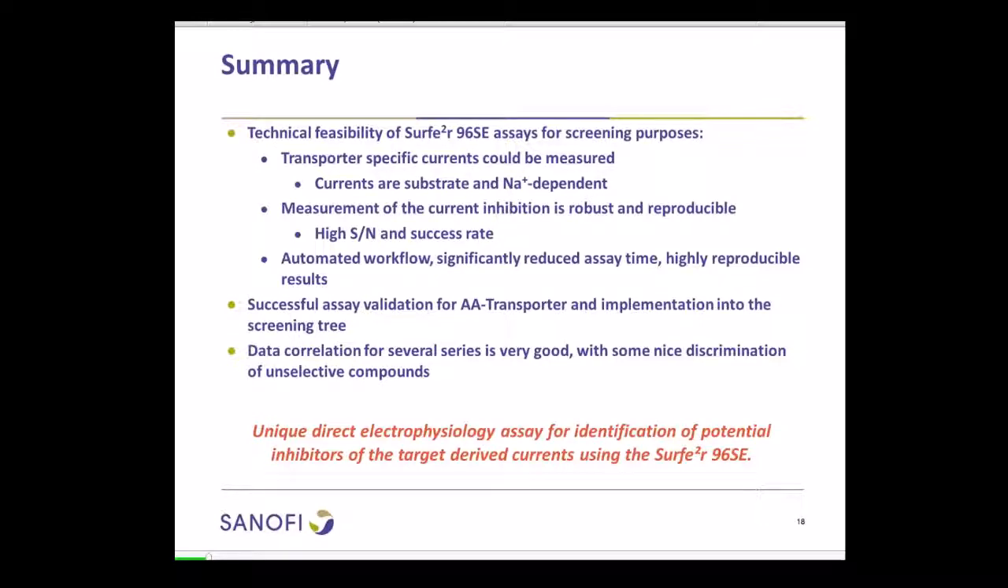And last but not least, I want to show you the summary. We use the SURFE technology for this project as the assay to validate the compounds, because this is the only really direct assay we can use. The assay is robust and reproducible with a high signal to noise and success rate. It's automated, and testing the compounds does not take a lot of time, and our throughput is really reasonable. So we successfully implemented this transporter assay into our screening tree, and the screening tree is, in my opinion, pretty good for this project.